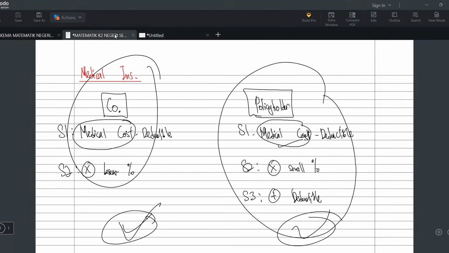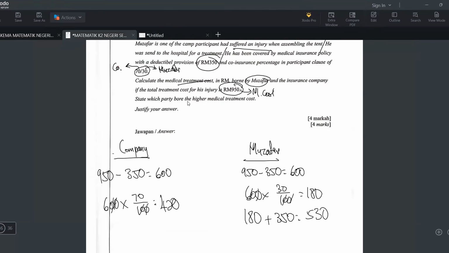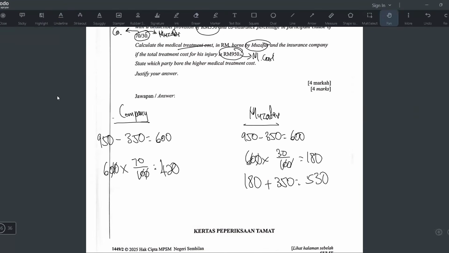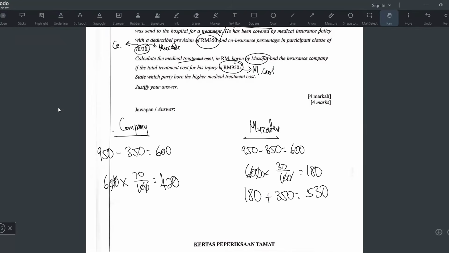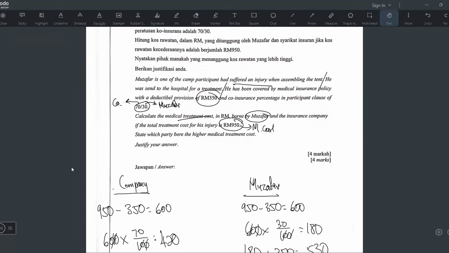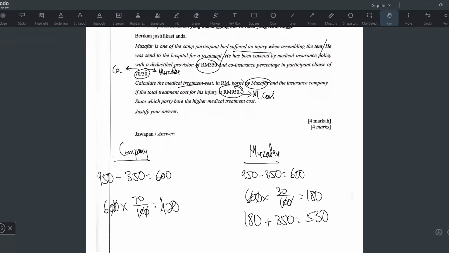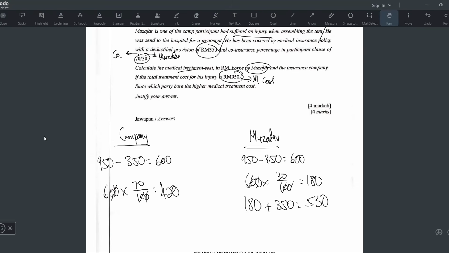Okay, state which party borne the higher medical cost. So siapa? I can see Muzaffar lah. Yeah, Muzaffar. But why ah? Why is it Muzaffar borne higher one? Bukan ke company yang kena tanggung lebih. So I think it's because there's a deductible. There's a deductible, and also co-insurance percent lah. Itu yang menyebabkan Muzaffar bayar lebih.